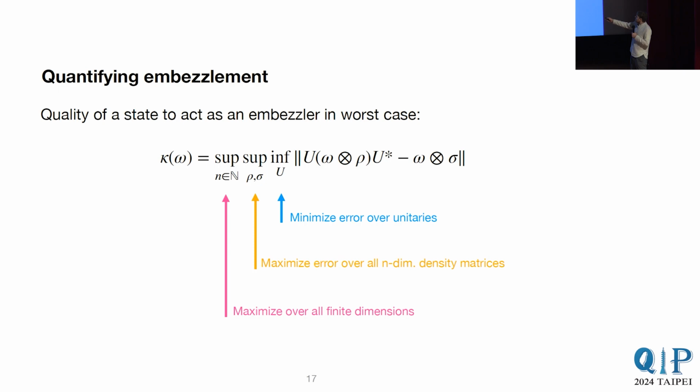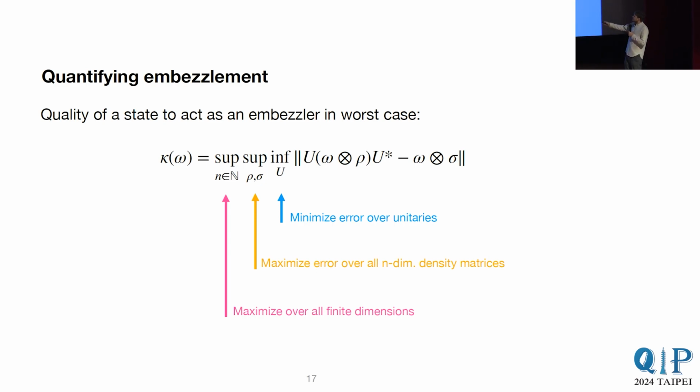So I will walk you through the definition. We take our state, which is supposed to be an embezzler or not. We want to measure its quality to act as an embezzler. And we check whether it can induce a state transition from some n-dimensional density matrix rho to sigma via just a unitary. Okay. So we minimize over the unitaries here. In other words, we basically calculate the distance of the unitary orbit of this state with this state. And then we maximize over all density matrices in all dimensions.